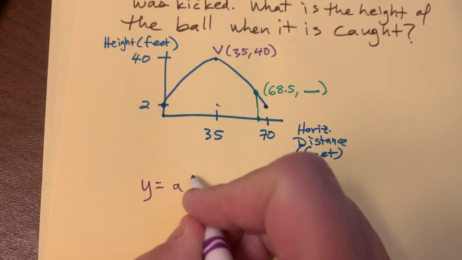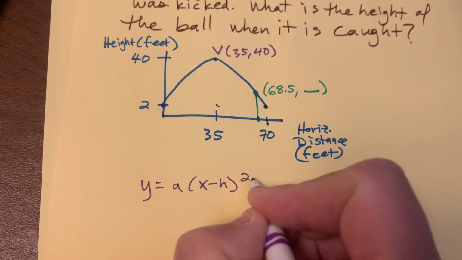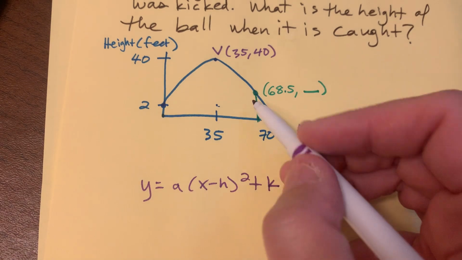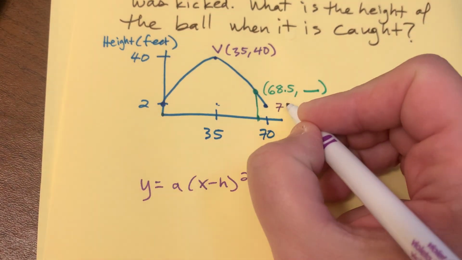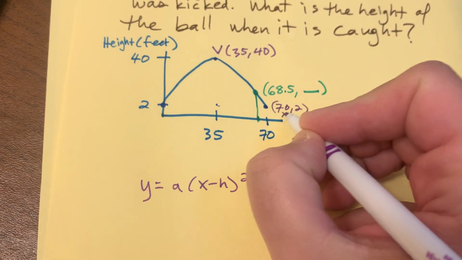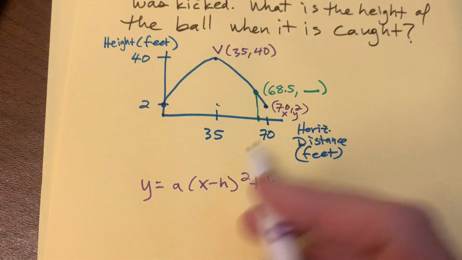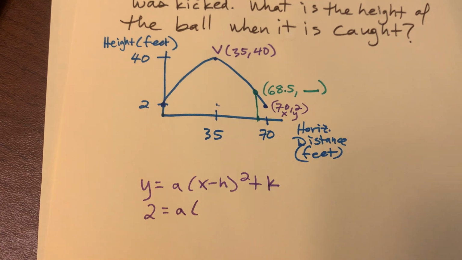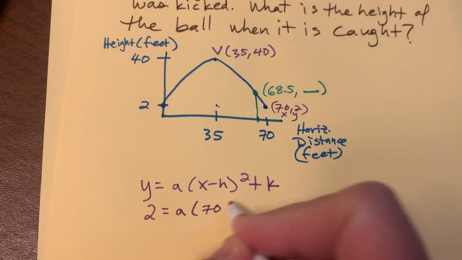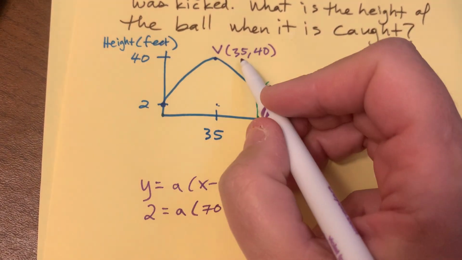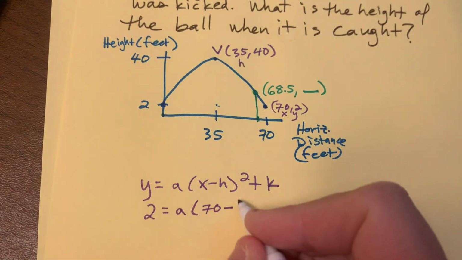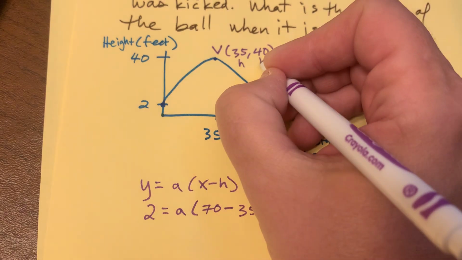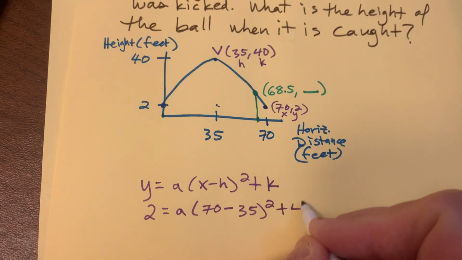Let's see, y is a times the quantity x minus h squared plus k. I thought it would be fun to use this point over here. This is the point (70, 2). This is an xy point, so I'm going to substitute those values in over here. y is 2. I'm trying to figure out what a is. x is 70. The h value is the x value of the vertex, so we've got minus 35 in here. The k is the y value, plus 40 at the end.